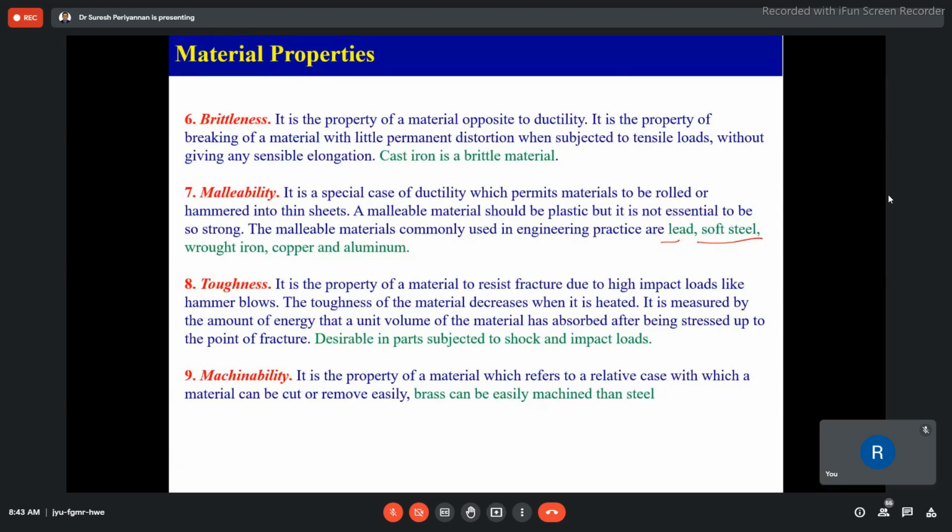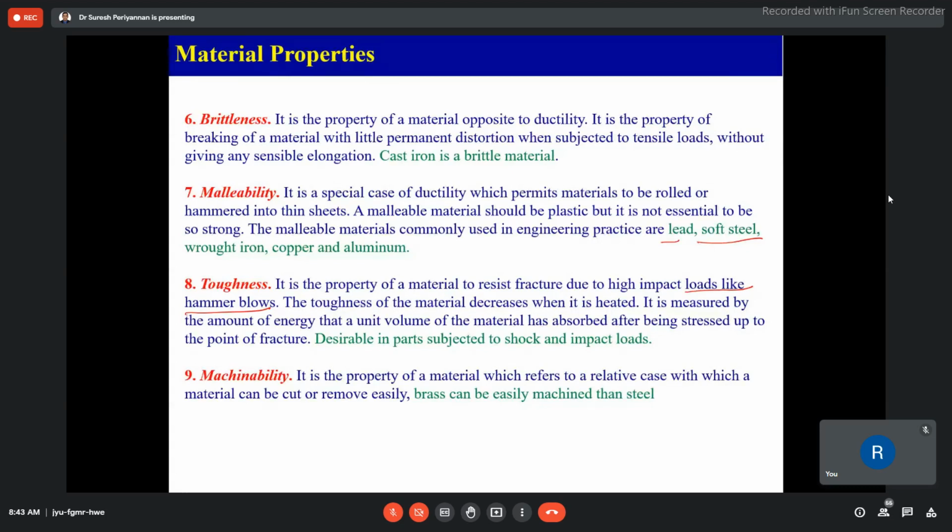Okay. Toughness. Toughness is the property of a material to resist fracture due to high impact loads, like hammer blows, when we apply force through a hammer. The toughness of the material decreases when it is heated. But how can I define toughness? The area under the stress strain curve up to breaking of the material, up to failure, is called the toughness.